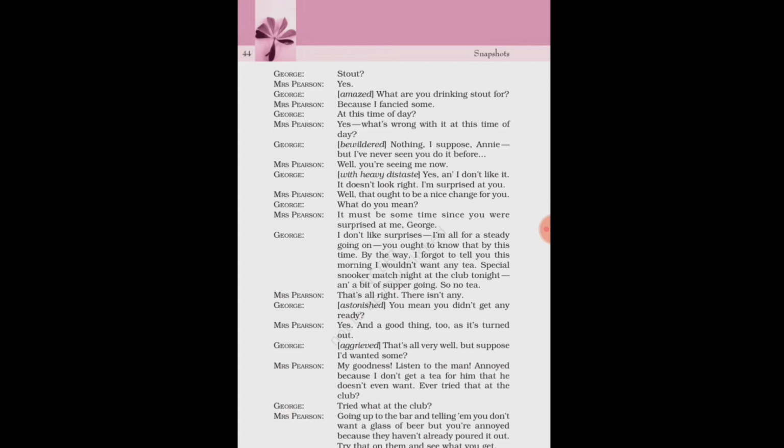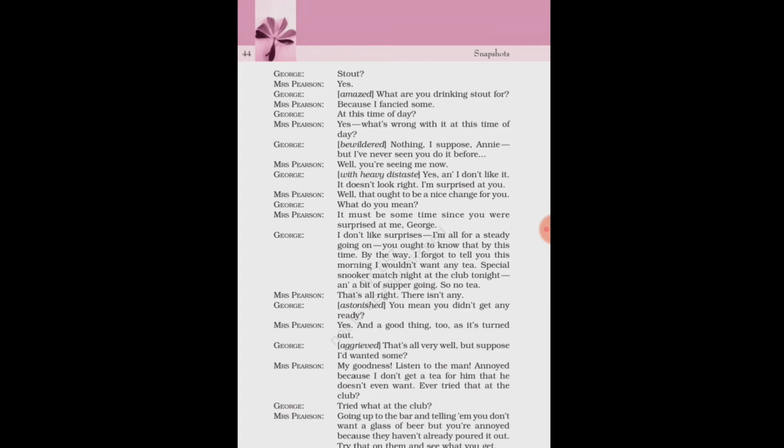George, with heavy distaste, shows his disagreement with her drinking at this time of the day by saying, yes, and I don't like it, and it doesn't look right. So he's surprised at her. Mrs. Pearson says, well, that ought to be a nice change for you. George asks, what do you mean? Mrs. Pearson: It must be some time since you were surprised at me, George. And George says, I don't like surprises. I'm steady going. You ought to know that by this time.